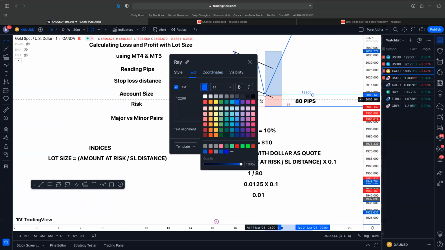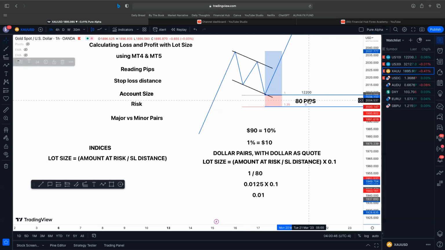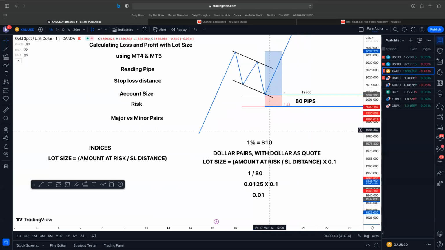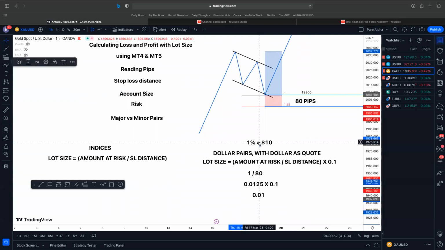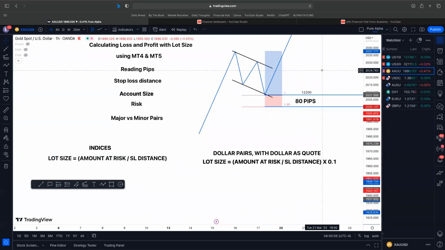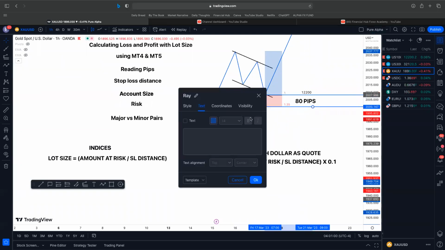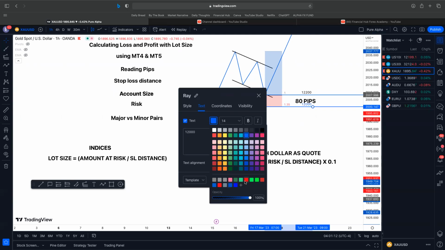Let's put it black. So you can see you're trying to enter. Okay. So we're doing a new lot sizing, using indices. Let's do away with this. So now you're entering at 12,000, and let's say your stop loss is at 12,000 flat. Okay, 12,000, and let's put this to the right, and let's put it red.